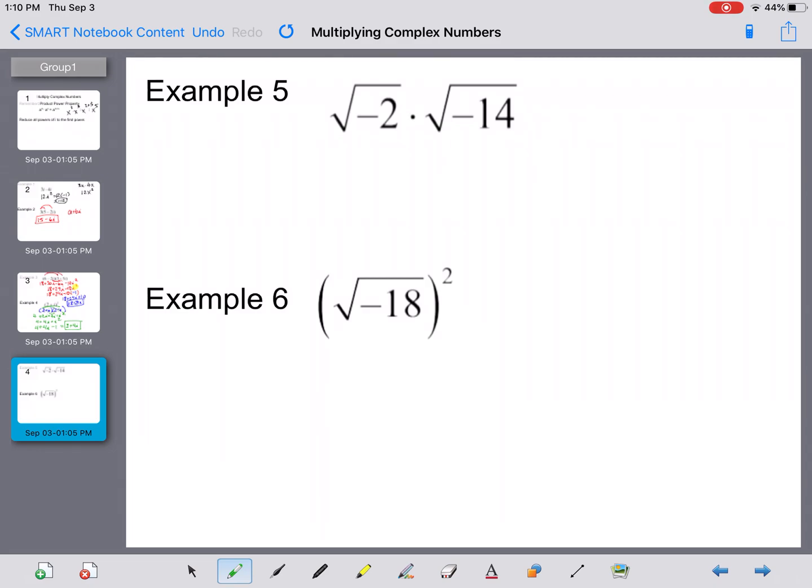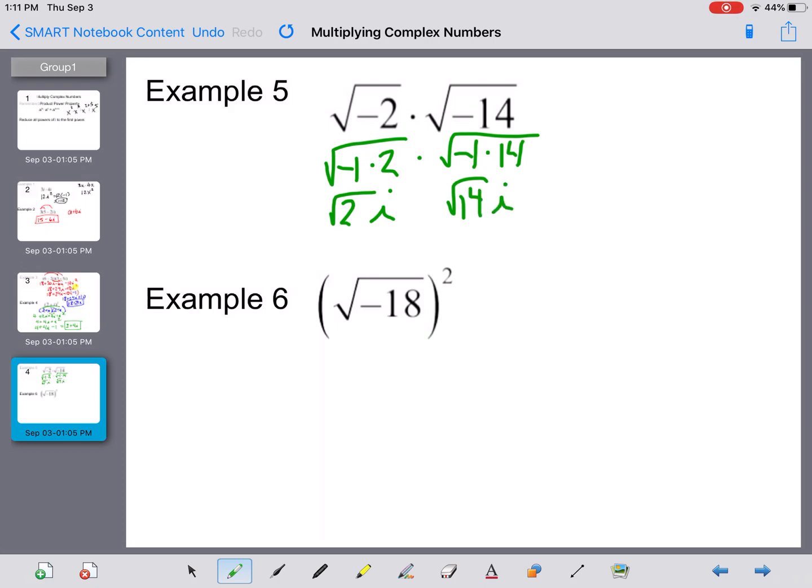So we need to make sure that we know that this is going to be, as we talked about reducing in the previous video, negative 1 times 2. And so that's going to be root 2 i, because the square root of negative 1 will give you i. Similarly with this, we can say that this is negative 1 times 14. So that's going to be root 14 i.